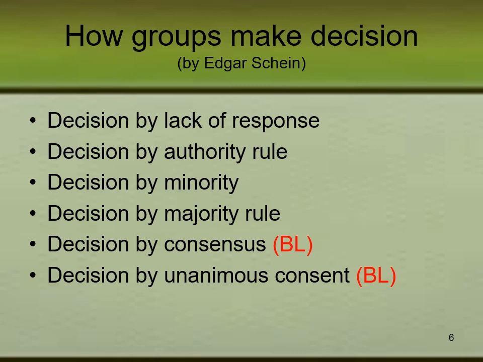Okay, and the last 2 types of group decision making here are decision by consensus and decision by unanimous. These 2 types of group decision making are quite similar, but there is a slight difference. For these 2 types, I want you to explain this. Please read the textbook for these 2 types and explain this in your own understanding, and try to come up with your own example. Don't copy word by word from the textbook.